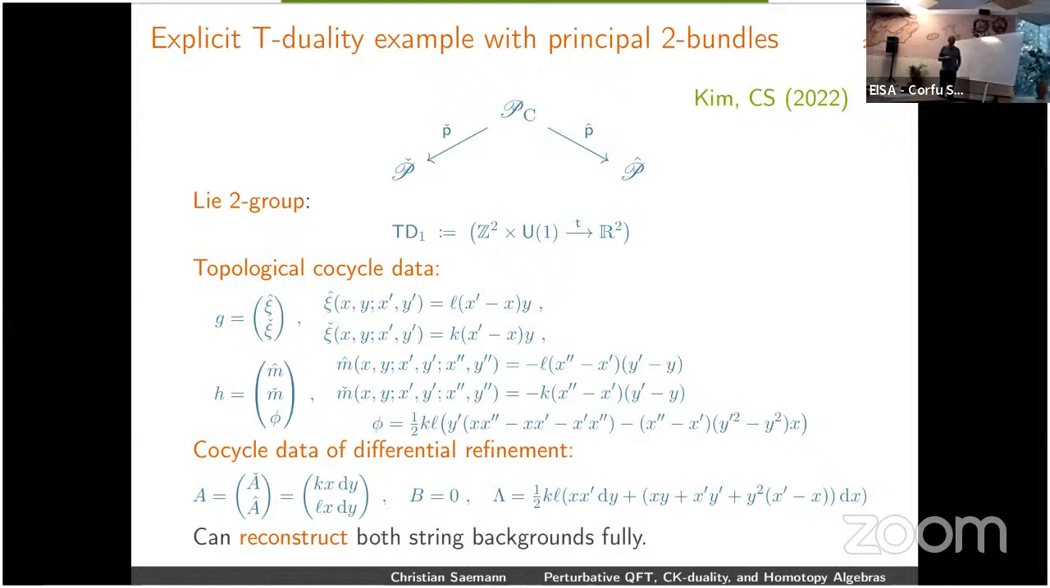But you can also then differentially refine it. These are the one-form potentials, and this is an addition. You can put B to zero, which is not too surprising because the gerbe is not really taking too much part. It's just moderating how things work. And then you have a one-form that glues things together. What you see here is that K and L really appear on equal footing, right? So L and K is completely symmetric here, and here it's even multiplied and symmetric, right? It's exactly what you want. And you can reconstruct both string backgrounds fully, right? So these are explicit examples, everything down to earth. You have T-duality for Nil manifolds, geometric, completely different.